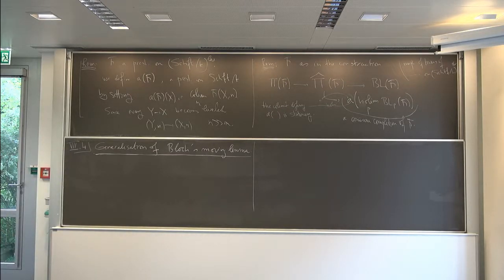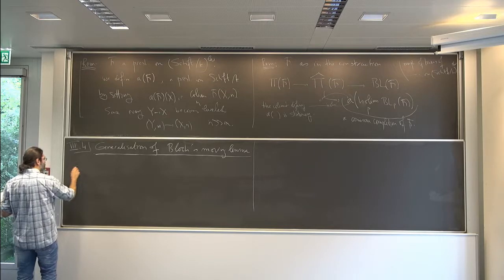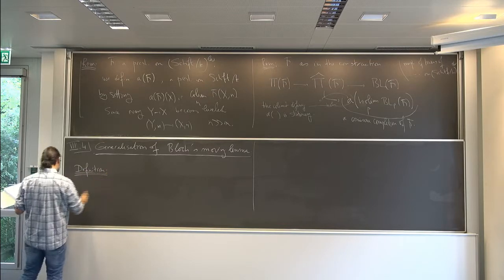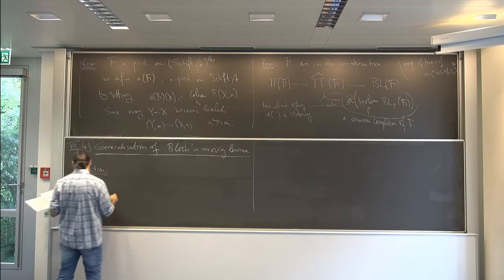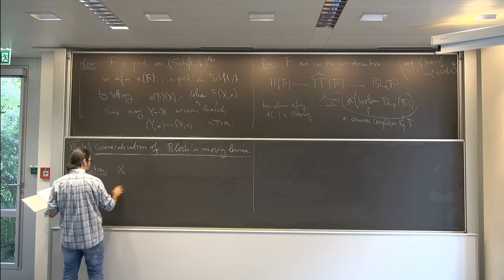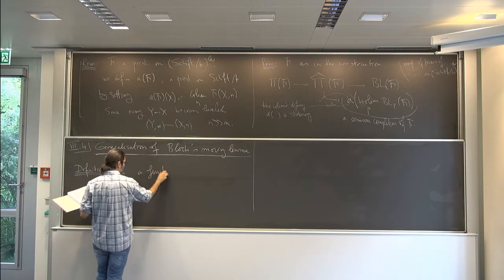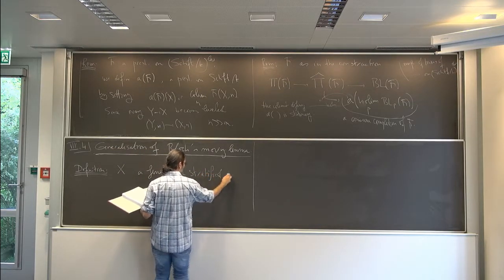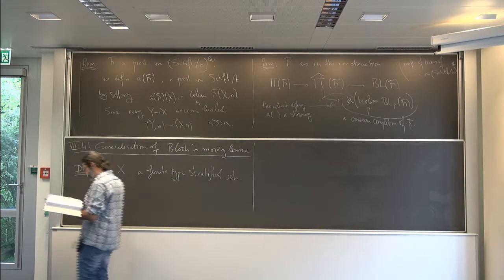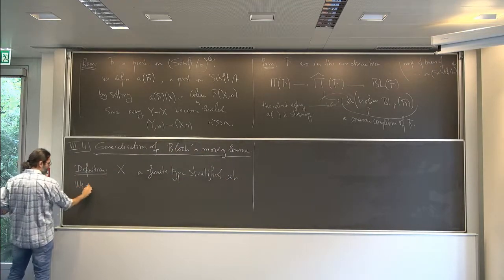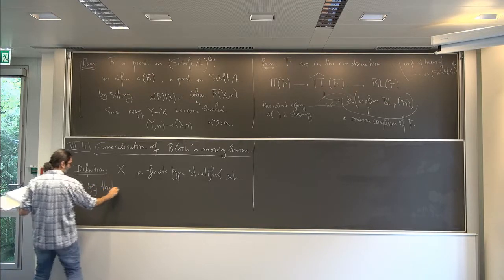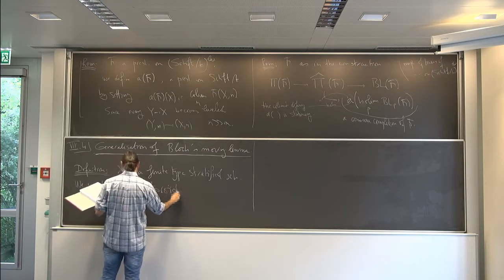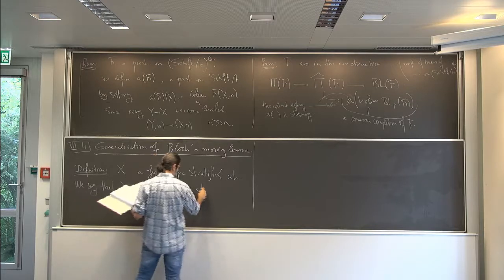Okay, so I first introduce a couple of definitions. Let's take X to be a finite type stratified scheme over our base field. So we say that X is toroidally stratified.